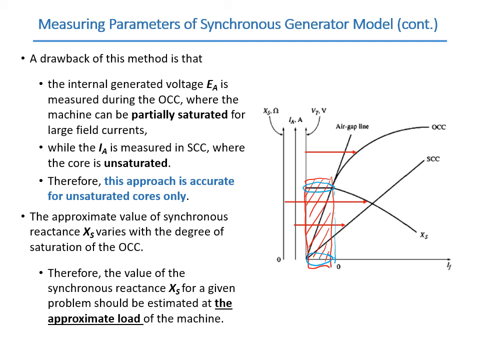Now what about in the saturated region? The approximate value of XS varies with the degree of saturation. As the saturation gets worse, it's getting more and more saturated, the value of XS is actually reducing, as we can see in this region here. This is where the saturation region already started, and as we can see, the value of XS drops. Therefore, the value of XS for a given problem should be estimated at the approx.